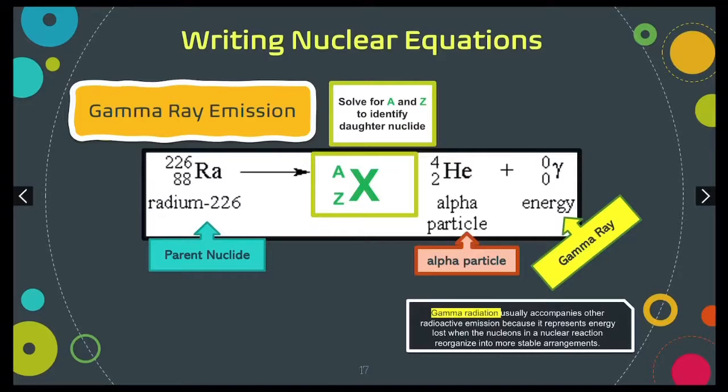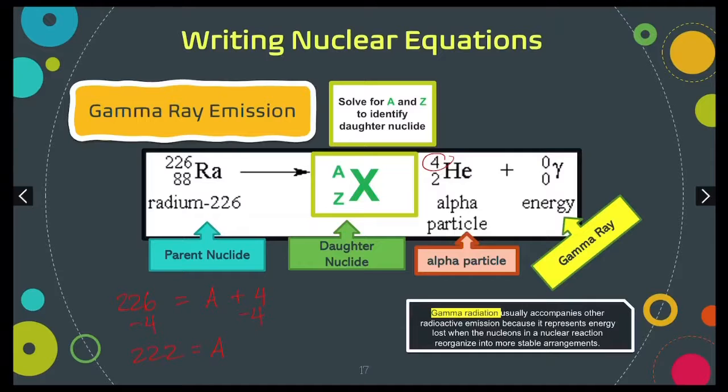So because a gamma ray is pure energy, it has no mass and no charge, it won't actually affect the calculation of A and Z. So we're going to still calculate the values of A and Z to obtain the identity of our daughter nuclide. So starting with the numbers at the top, 226 equals A plus 4. The 4 comes from the alpha particle. So solving for A, subtract 4 from both sides, and you get A equals 222. So that represents our mass number.